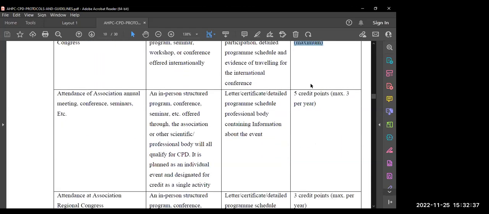Okay, now these ones are very important, I want to highlight them. So your attendance to association annual meetings. Annual meetings of associations are held here. Meetings, seminars, conferences, workshops, and things like that. So there are two levels of meetings. The national annual meeting.